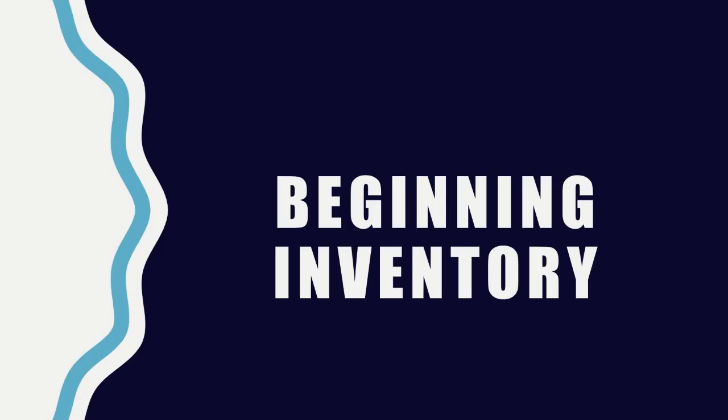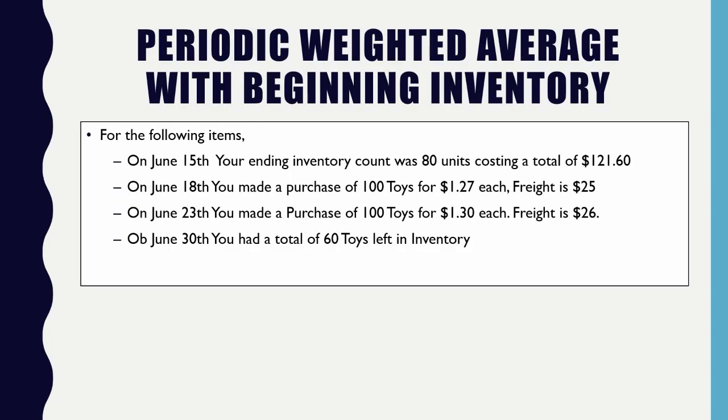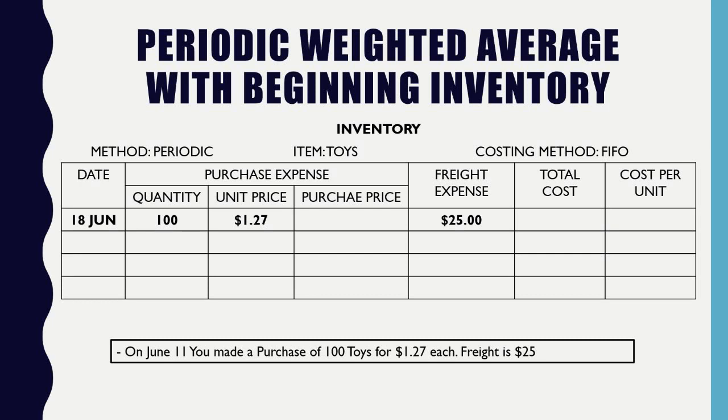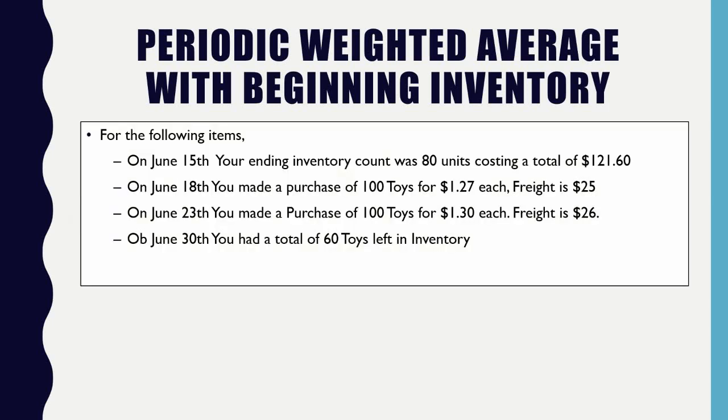Well, what happens when you have beginning inventory? Okay, so in this case, from the previous scenario, we had 80 toys costing $121.60, right? We're going to carry it over to the accounting period. So we know for a fact that we have 80 units at $121.60, right? That's what's going to be carried over to my beginning balance. Now I'm going to continue doing my purchases of inventory, and I'm also going to combine the two to recalculate my average cost per item.